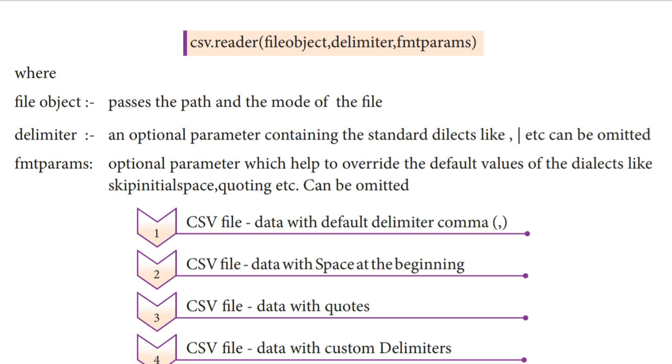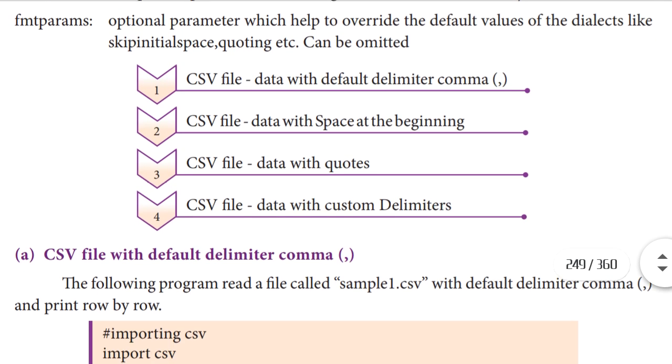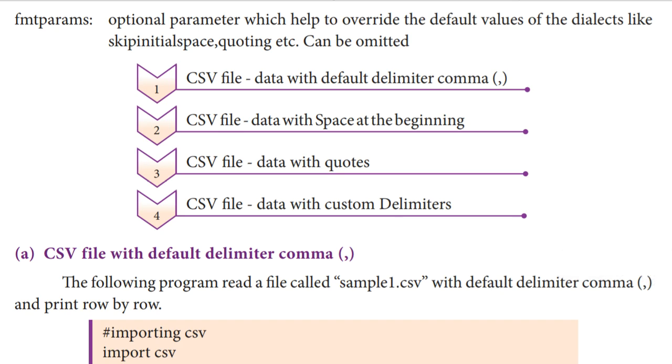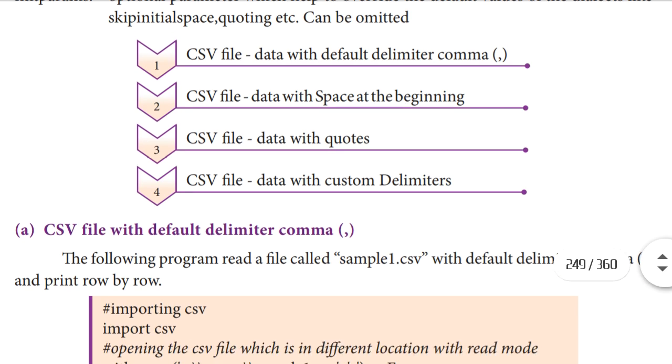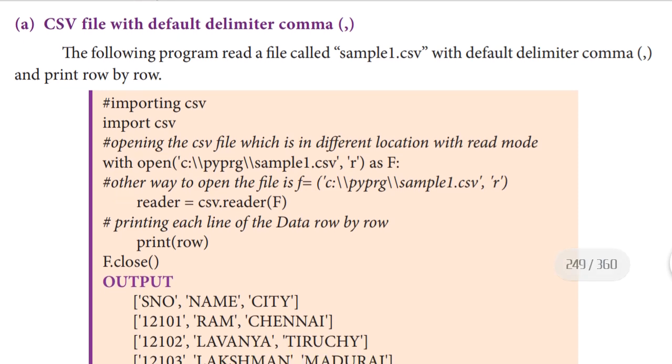Then fmtparams. This is also another optional parameter. Optional means not necessary. If we want we can add that parameter or else we can leave it, which helps to override the default values of the dialects like skipinitialspace, quoting, etc. Suppose in our CSV file, in our data, there is any space or quoting, that can be omitted. Now we are going to see first, a CSV file with the default delimiter comma. Second, CSV file data with the space at the beginning. Third, CSV file data with the quotes. Fourth, CSV file data with a custom delimiter.